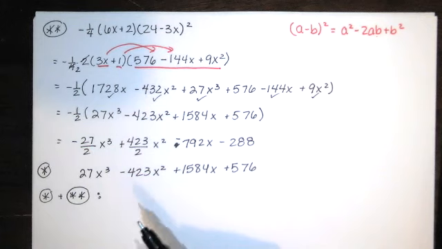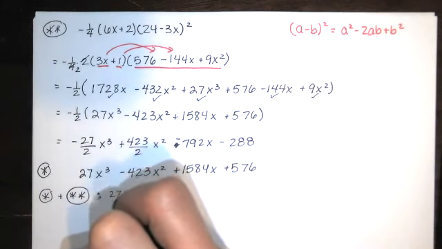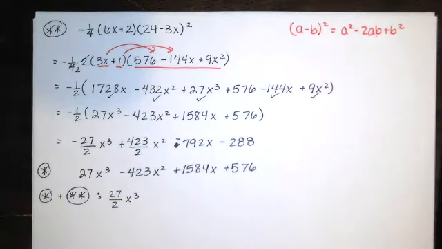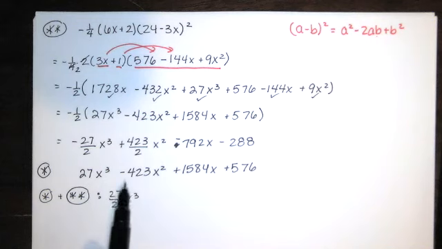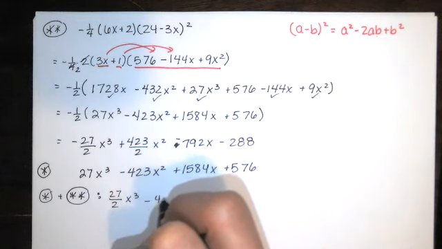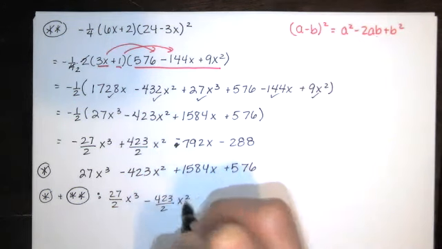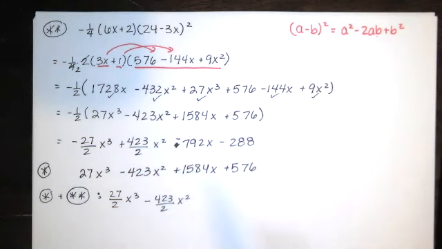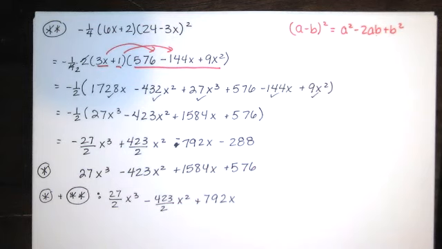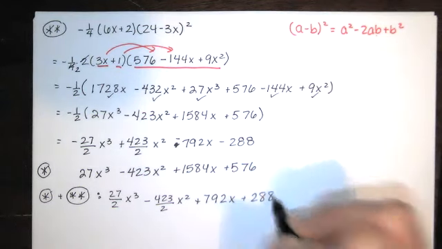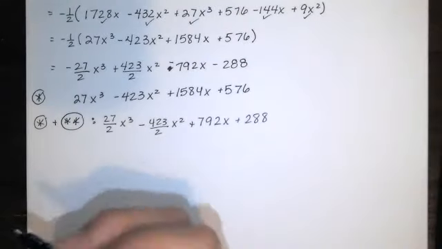So I've got 27 minus half of 27. So the result should be half of 27 times x cubed. And then I've got half of 423 minus 423. So I should have minus 423 over 2 times x squared. And then I've got 1584 times x minus 792. And that's going to be 792 times x. And then I have 576 minus 288, which is 288. That's a lot. That's our integrand.